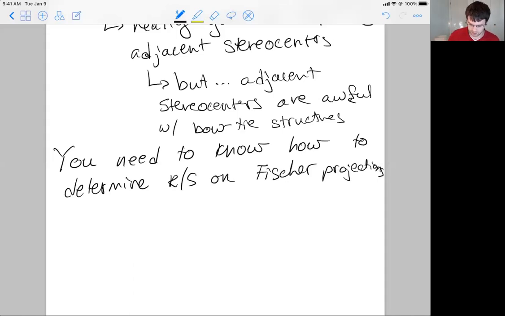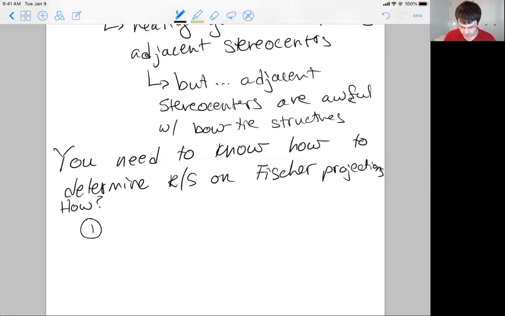Okay, so how do you do it? I better write a question here. How? We just go through the same steps that we do for regular R and S. It's just the number 4 in the back, that aspect of determining R and S has a caveat here.